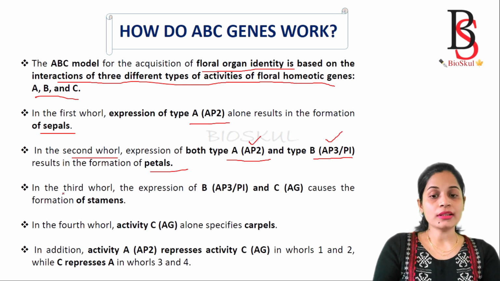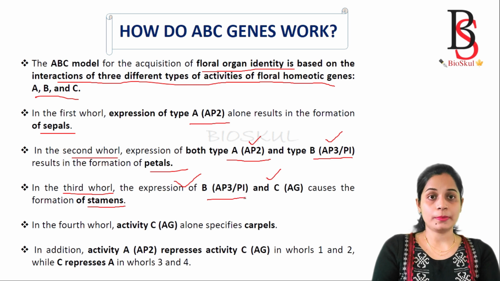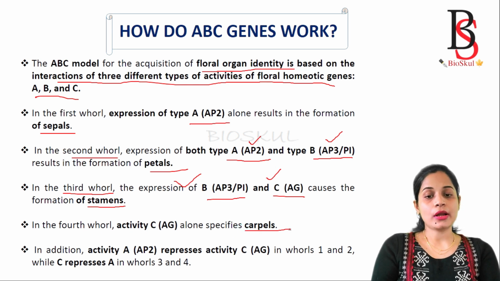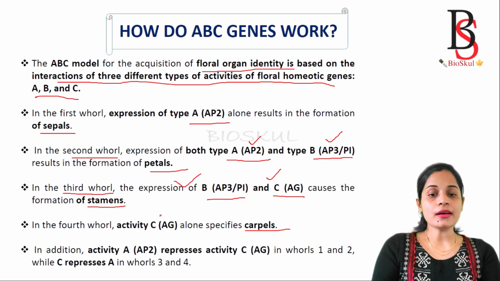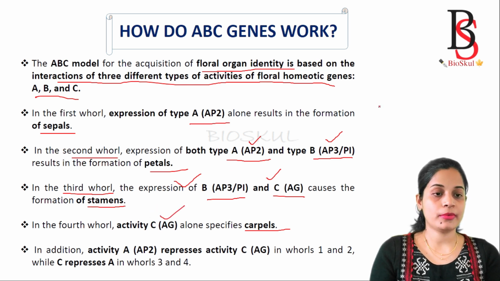And the third whorl is the stamen, and it expresses both type B and type C. So type B has the genes Apetella 3 and pistillata, and type C has Agamous. And the fourth whorl is known as the carpel, and it alone expresses Agamous. Okay, so it's very simple. You have to remember it like that.